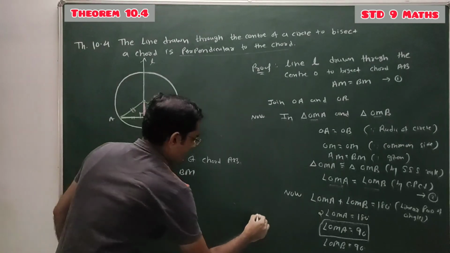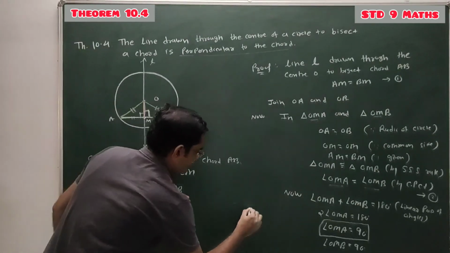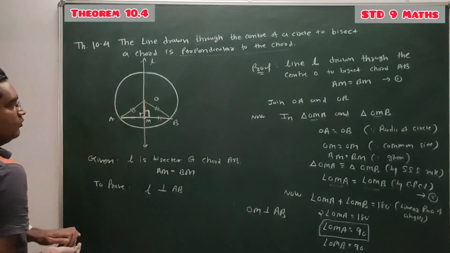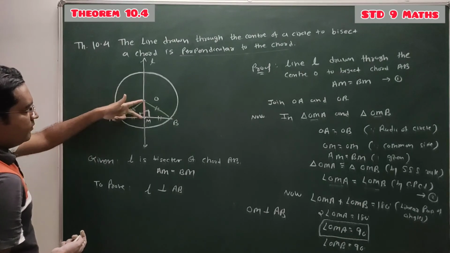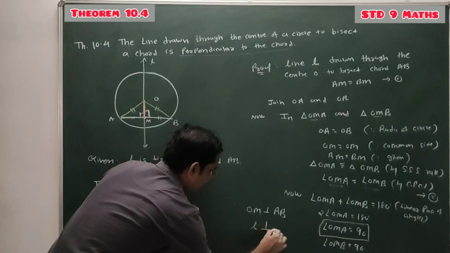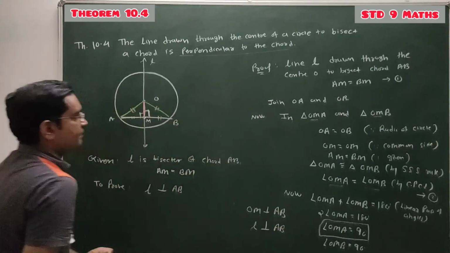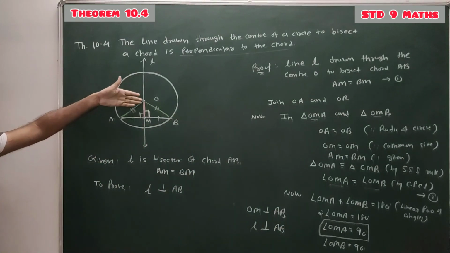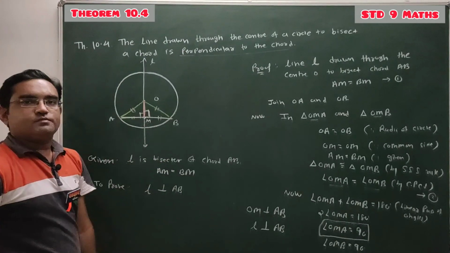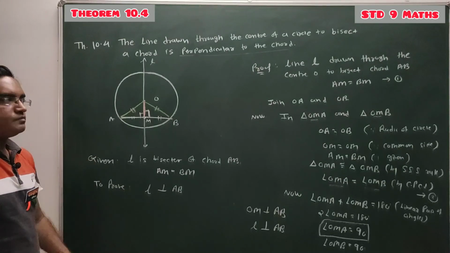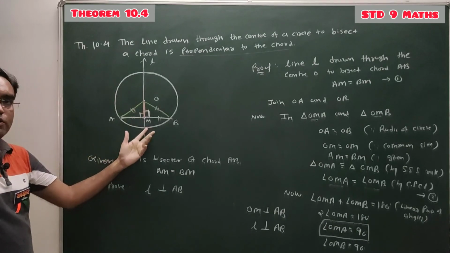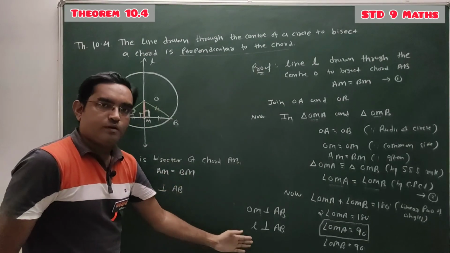So we can say OM is perpendicular to AB. OM is the part of L. So next step we can write line L is perpendicular to AB. So the line which is passing through the center of the circle and bisects the chord is perpendicular to the chord. Clear? This we have to prove.